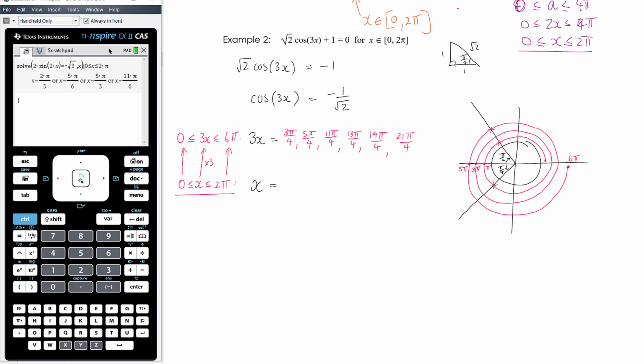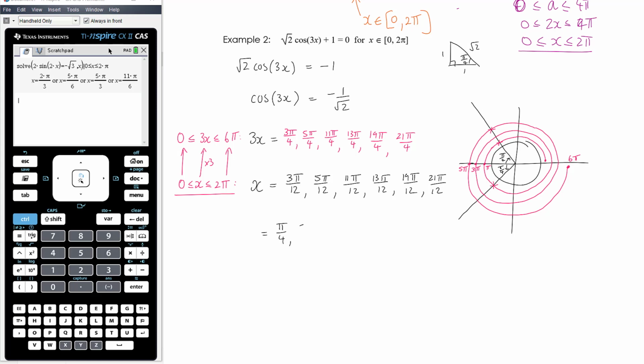Right, now 3x is equal to all of these values. We need to solve for x, so we're going to divide everything by 3. Dividing everything by 3 will mean my denominators become 12, 3 pi on 12, so that will simplify. If you want to simplify that as you go, by all means do that. 5 pi on 12, 11 pi on 12, 13 pi on 12, 19 pi on 12, and 21 pi on 12.